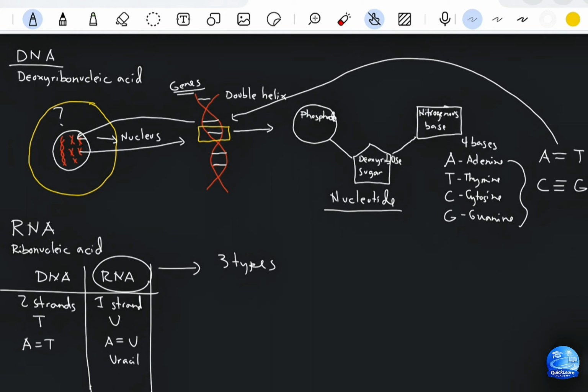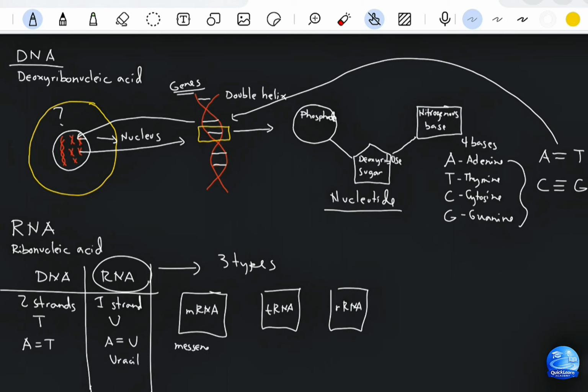Now there are 3 major types of RNA. Let's make 3 boxes. 1, 2, 3. mRNA, tRNA, rRNA. Messenger RNA, or mRNA, carries the instructions copied from DNA. Transfer RNA, or tRNA, delivers amino acids. And ribosomal RNA, or rRNA, helps form the ribosome.